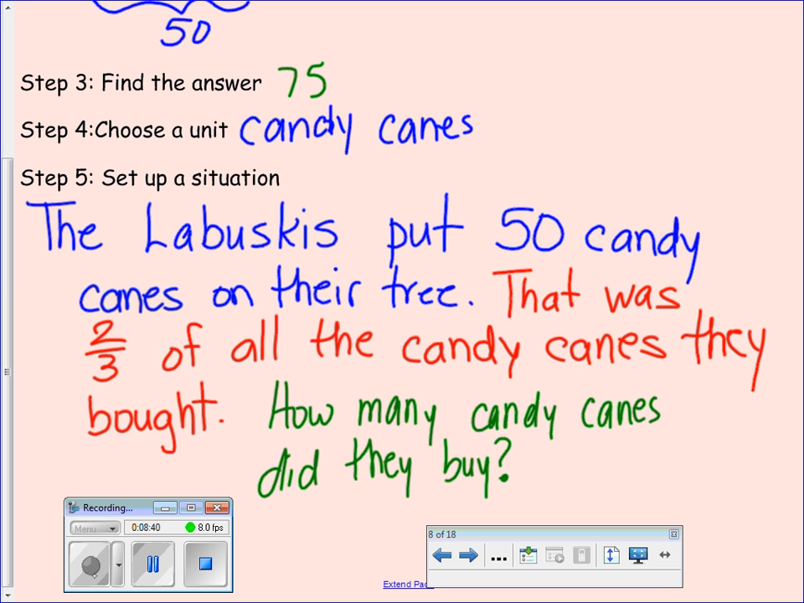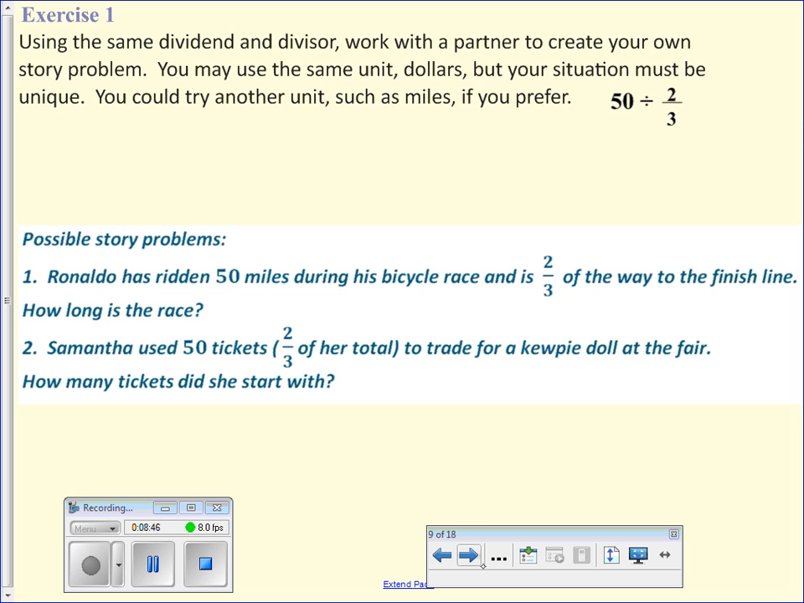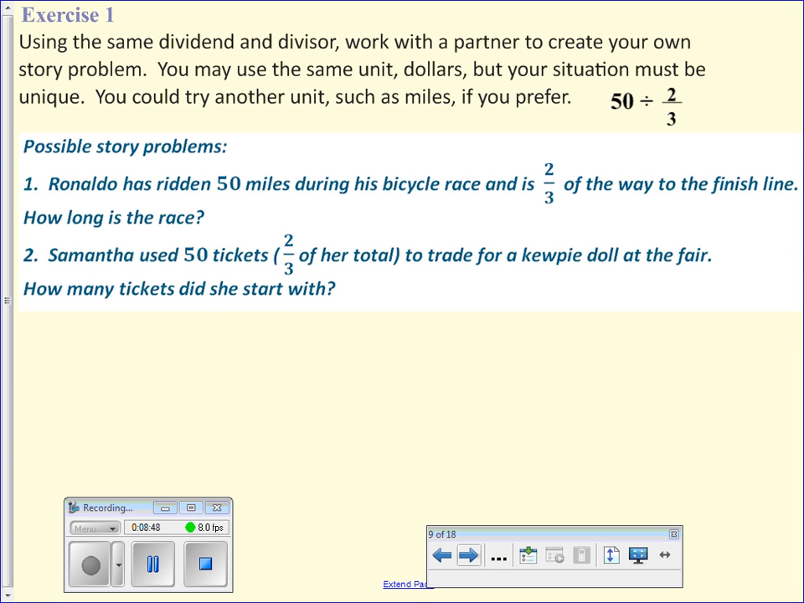All right, turn to page 28. On the top of page 28, it's asking for another example using the same numbers. So here are 2 that were already provided. So our unit can be miles. You know I'm a triathlete, so instead of Ronaldo, Mrs. Labuski, God bless you, has ridden 50 miles during her bicycle race.